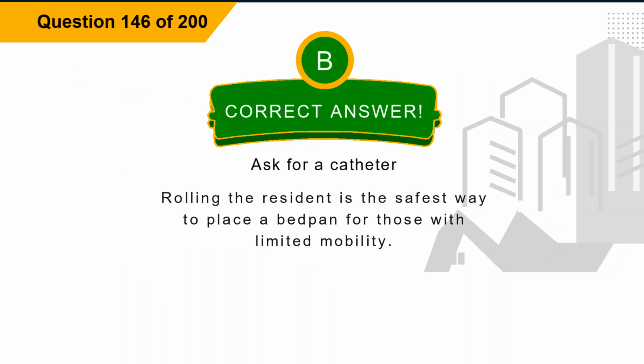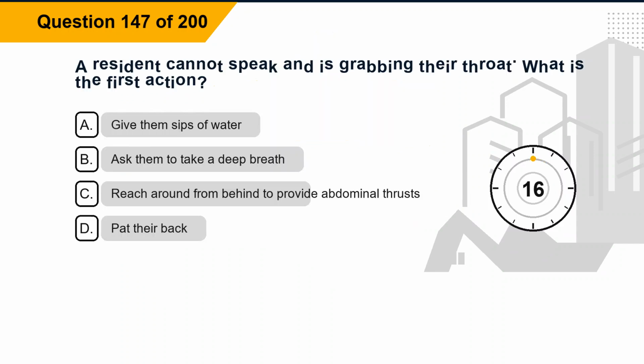Rolling the resident is the safest way to place a bedpan for those with limited mobility. Question 147. A resident cannot speak and is grabbing their throat. What is the first action?